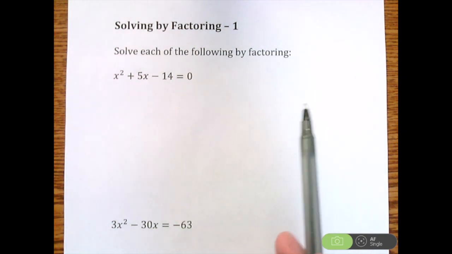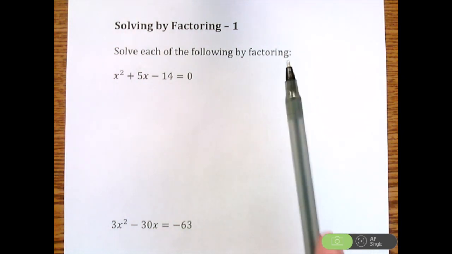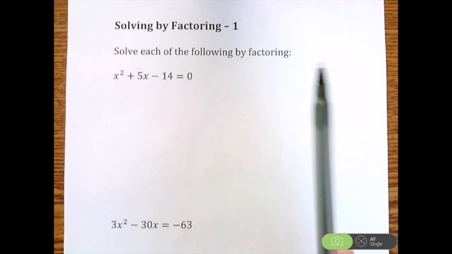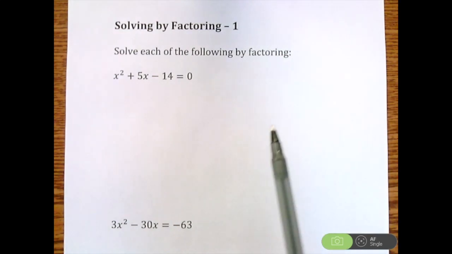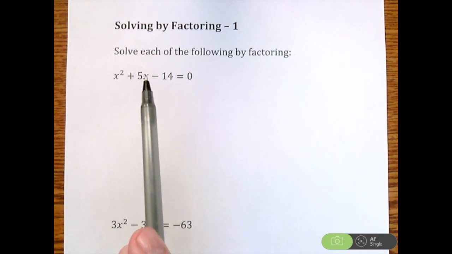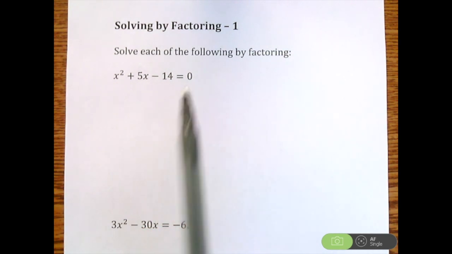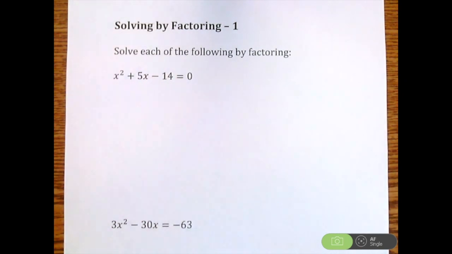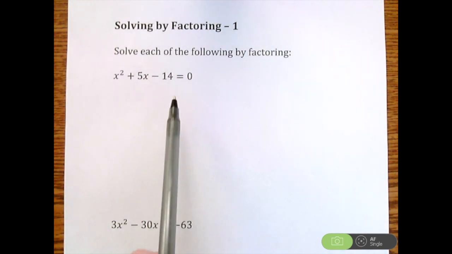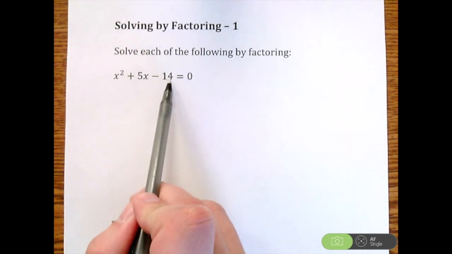Now, one of the most important things before we even get to the factoring part is we have to make sure these quadratic equations are equal to 0. So my first one, x squared plus 5x minus 14 equals 0, we have it equal to 0, which is what we want. That has to happen first. Now that we're equal to 0, I want to try and factor this left side.